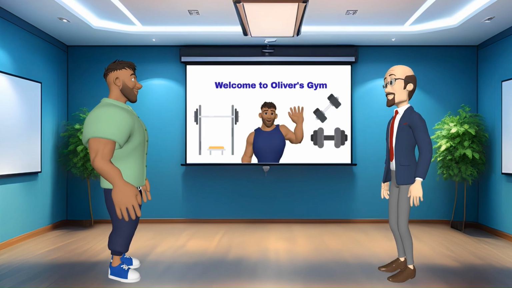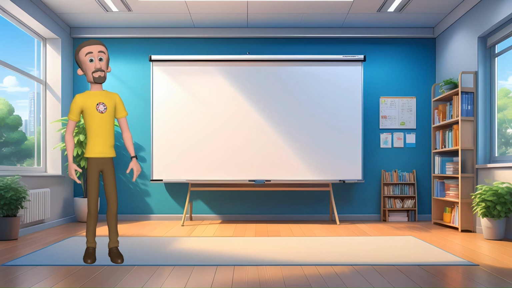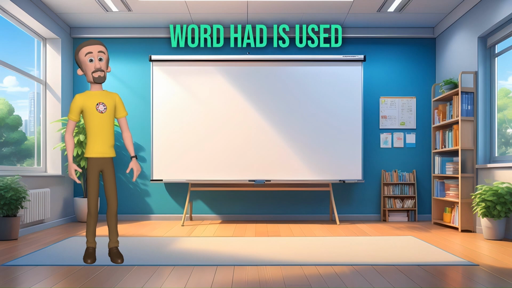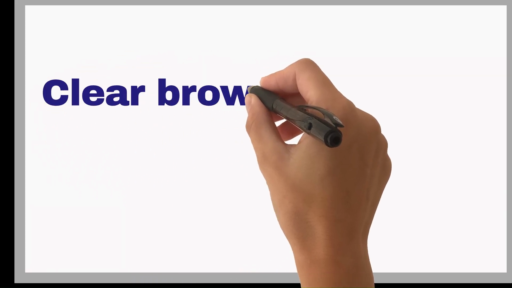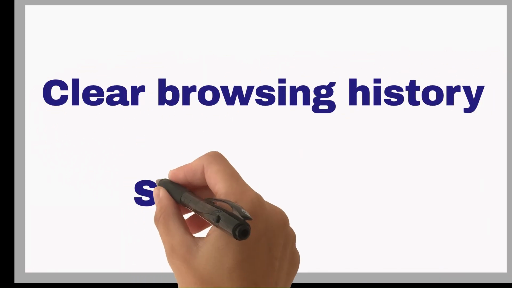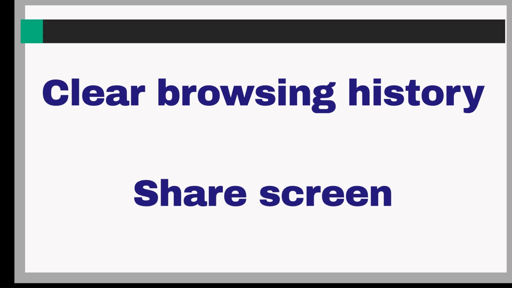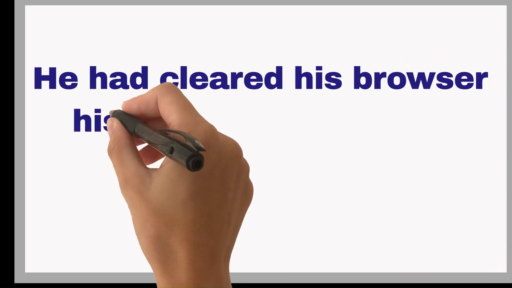Okay, well done, Oliver. So, let's try to work out what our sentence should say this time. Remember, in the past perfect tense, there are two actions, and the word had is used to show which action happened first. In this example, the first action was to clear browsing history. The second action was to share the screen. I'll give you a little time to see if you can get the sentence right, and don't forget the past participle. The correct sentence is, he had cleared his browser history before sharing his screen.